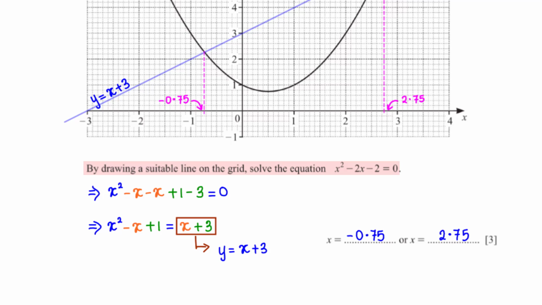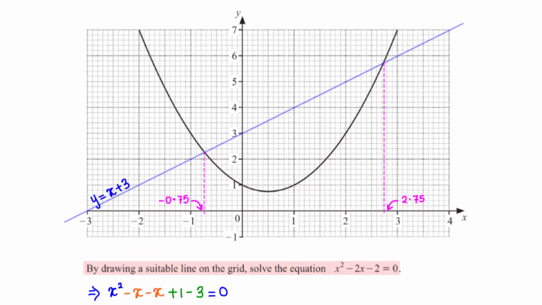We can rewrite negative 2x as negative x minus x, and we can rewrite negative 2 as 1 minus 3. When we leave x squared minus x plus 1, which is the function of the quadratic curve, and move the other terms to the other side of the equation, this is what we get. This means we need to draw the line y equals x plus 3 on the grid.